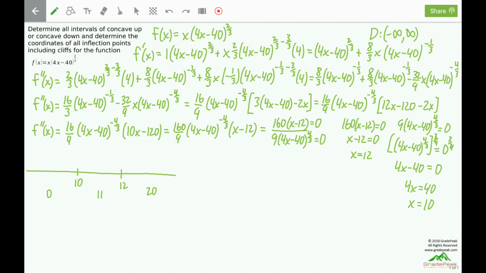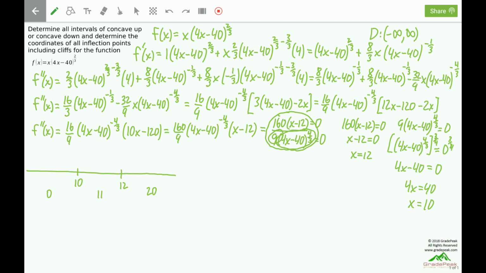Therefore, the best place to plug in is the fully factored version, this one here. A couple of things about this. In the denominator, the 4x minus 40 is raised to the 4/3 power. That means cubed root, which could be positive or negative because it's an odd root. But then to the 4th power, since it's an even power, that will always make it positive. So that expression will be positive times the positive 9 will also be positive. So the entire denominator is positive and therefore it doesn't affect the sign of the second derivative.